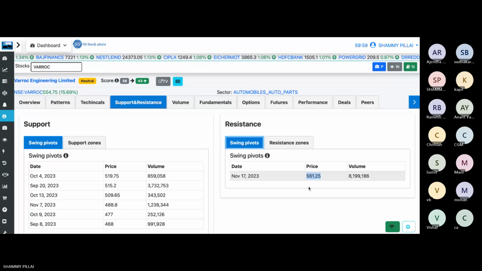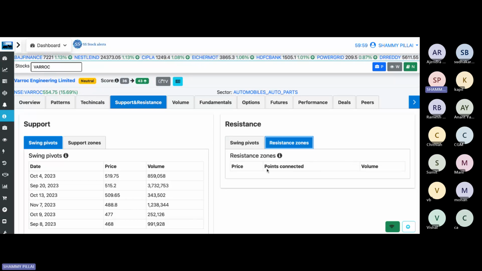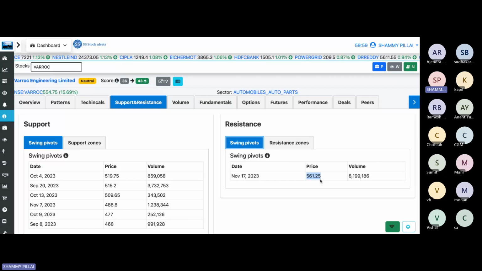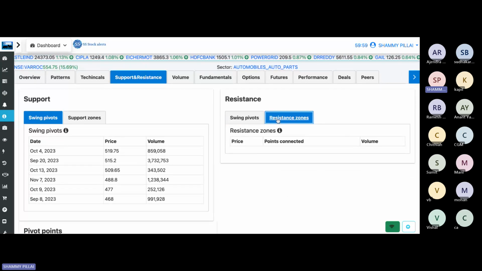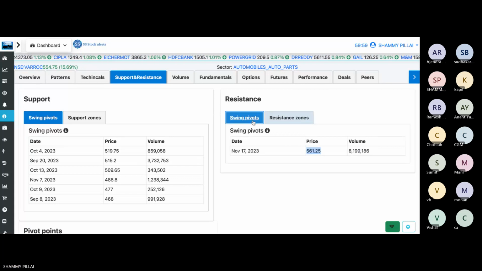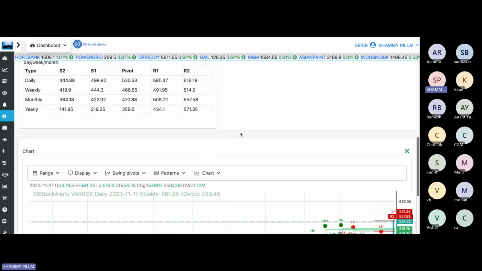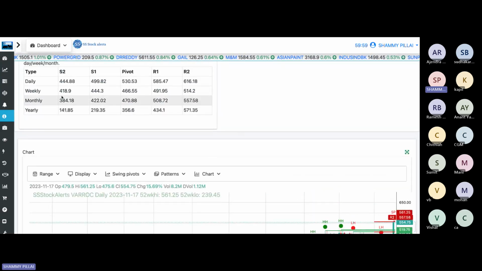Now, a couple of things. Two or three times when it comes near this price, our algorithm will surely catch the points. Right now, it is Monday. If it opens at 561, 562, then a new high can be possible. So this is your target. Just check this. No other page will give you this information. Okay.